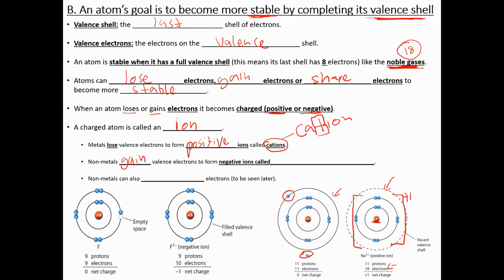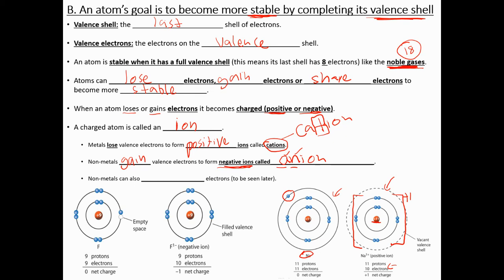So nonmetals gain valence electrons, and when they gain valence electrons, they become negative. They become negative ions. And so the name for a negative ion is anion. And I usually remember that this is negative because the AN, I just think stands for a negative ion. So when you gain negative thoughts, you become more of a negative person. When you gain electrons, you become more negative.